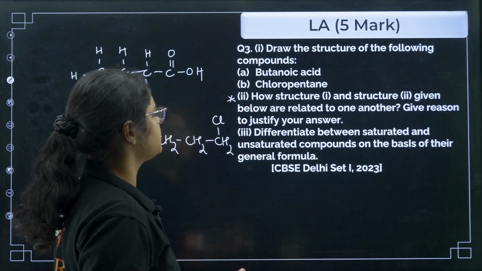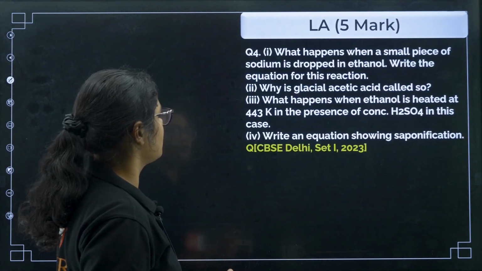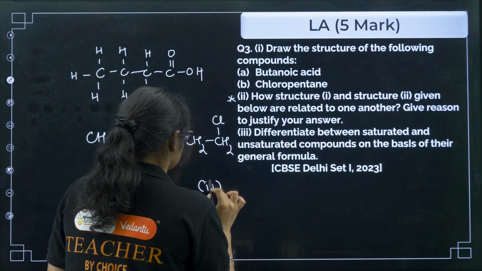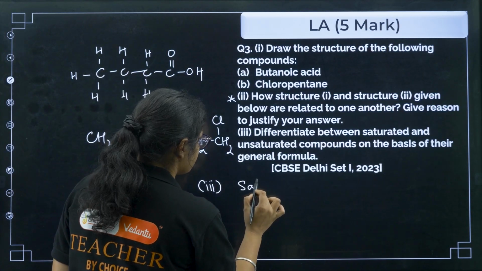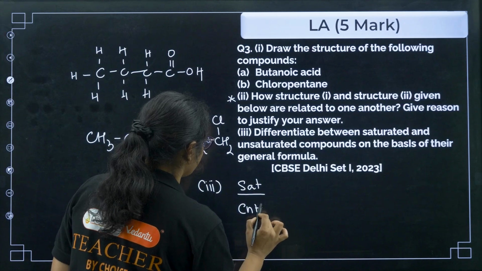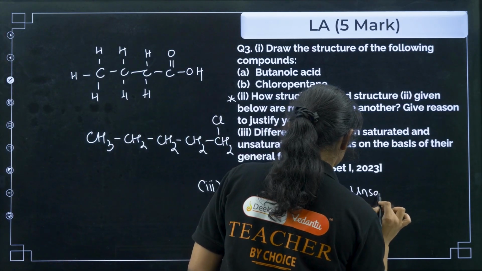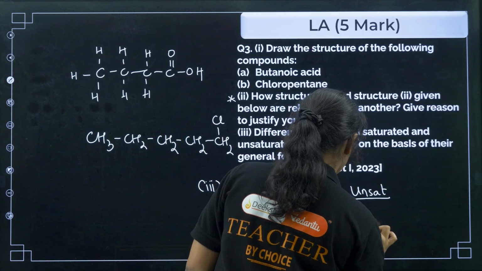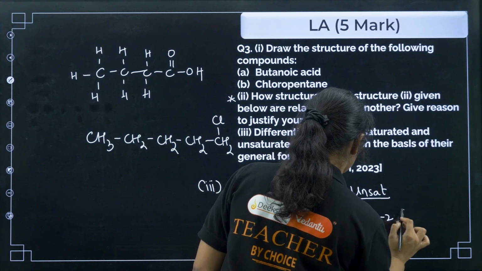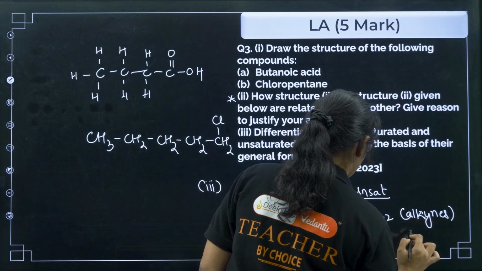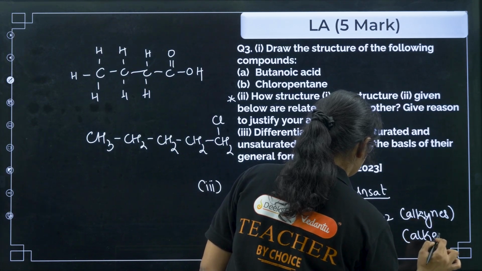Now differentiate between saturated and unsaturated carbon on the basis of their general formula. So this one we can answer. What is the formula for saturated carbons? It is CnH2n+2, and for unsaturated, the formula is CnH2n-2 for alkynes. Okay, and CnH2n is for alkenes.